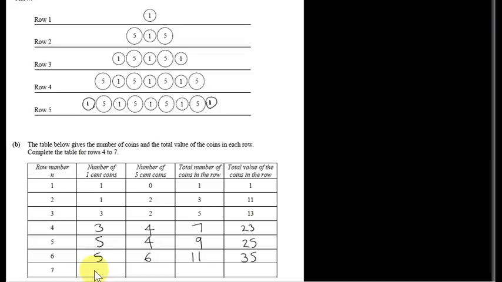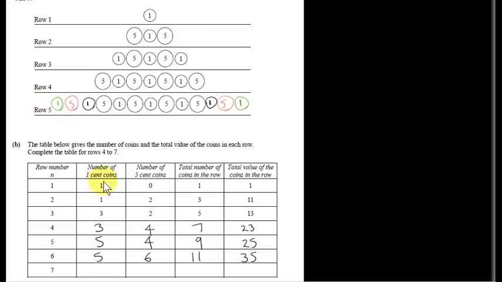Now, what about row 7? Well, for row 7, we'll have to add two 1 cent coins. I won't try and confuse things here, but to get row 6, we add 5 cent coins to either side. To get row 7, we add 1 cent coins to either side. Okay, so the red gives us row 6 and the green gives us row 7.